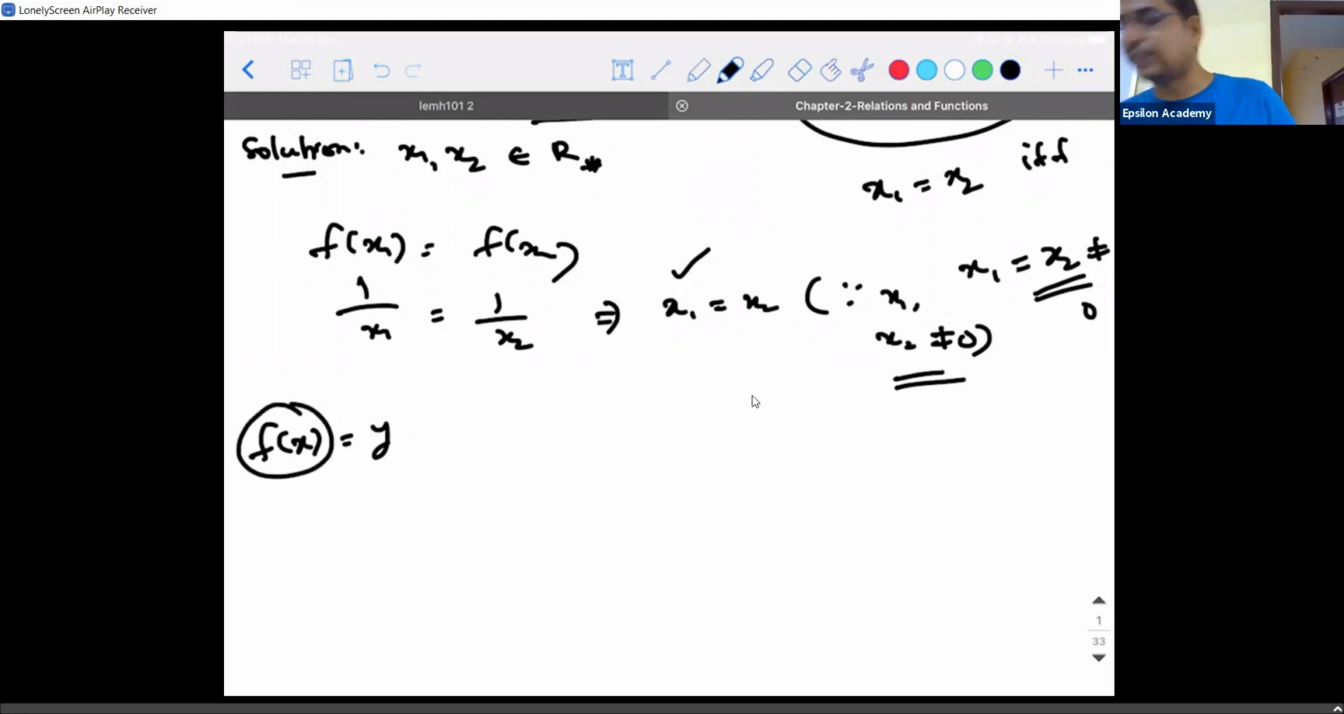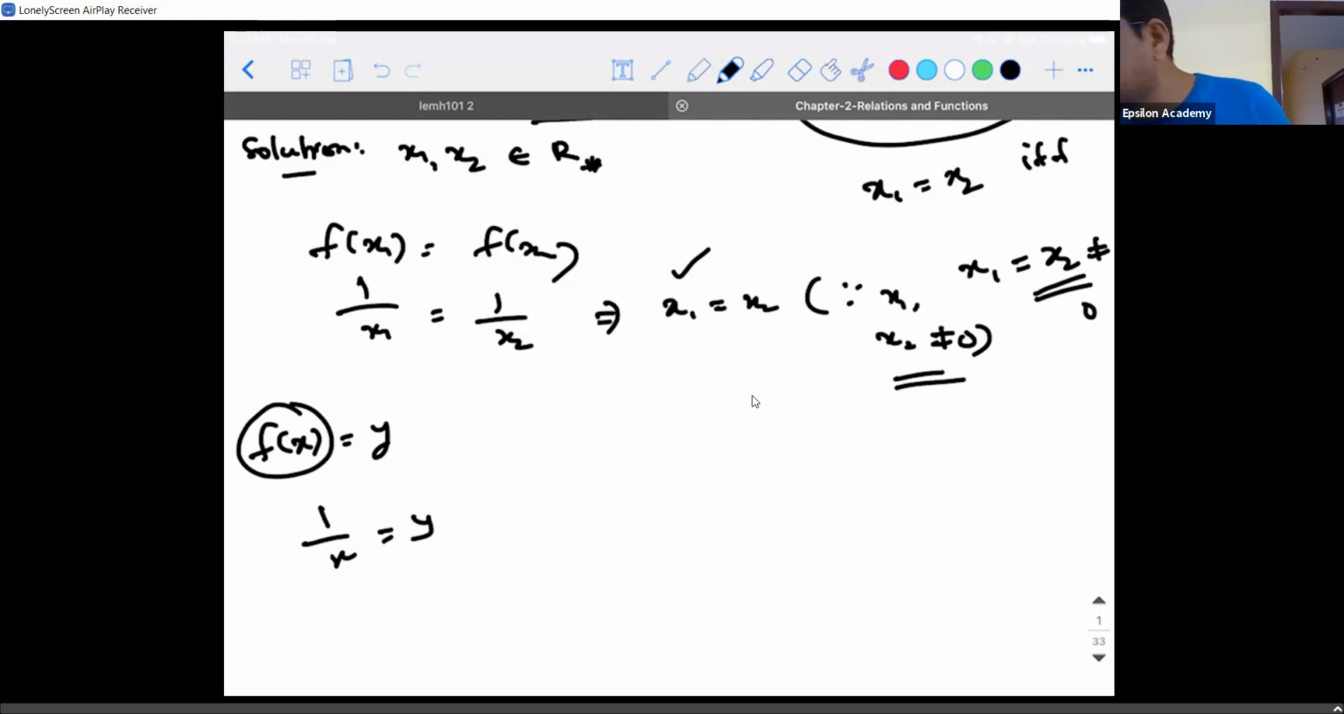What is f of x, guys? 1 by x is equal to y. Always write whatever function is given equal to y. Then write x in terms of y. Again, I'm repeating it. Listen. x is the input, y is the output. By writing f of x in terms of y, you will get the relation between them. Now you need to swap the inputs and the output. Write the output in terms of input.